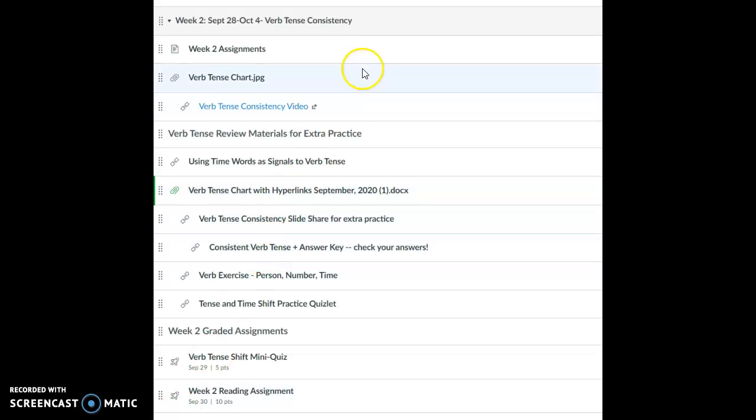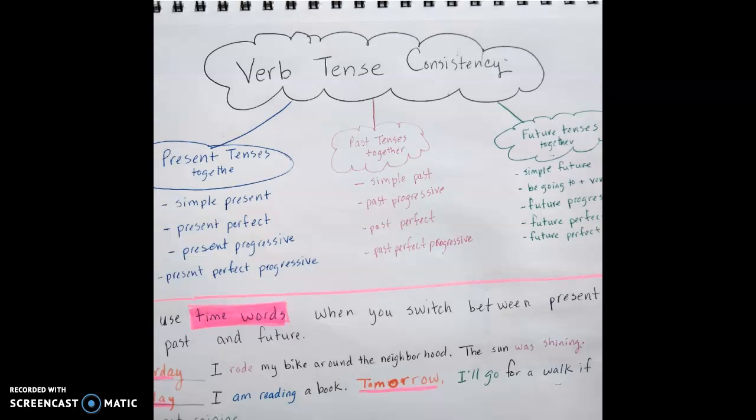Basically, as you know, our grammar focus this week is we're going to continue with verbs, and we're looking at the issue of consistency. And what that means is that you're staying in the same time frame as you are writing, and you're not shifting back and forth unless you signal. Okay, so I'm going to show you a little chart.